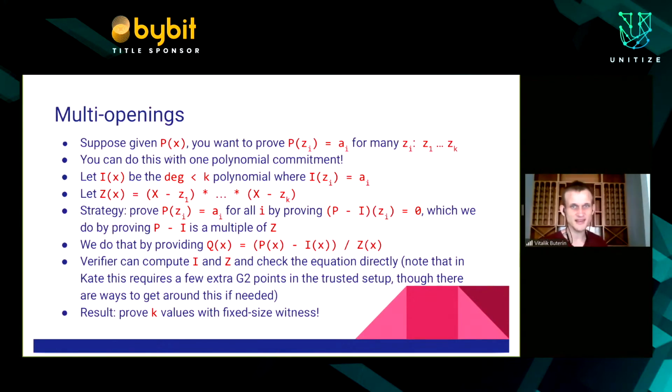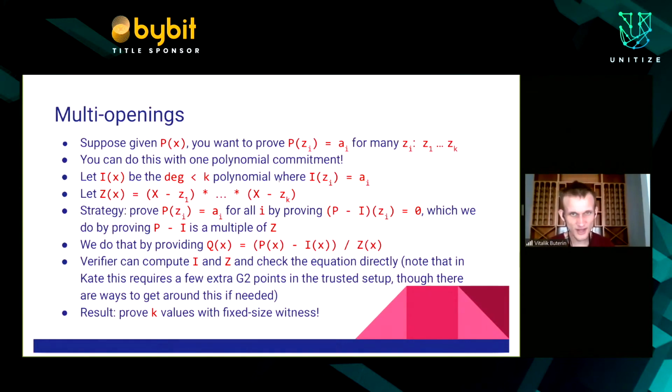The basic idea here is that instead of subtracting A and dividing by a polynomial that equals 0 at one point, you subtract an interpolant, and an interpolant is a polynomial that equals the value that you want at all of the coordinates that you want. So this interpolant is the degree less than k polynomial, where evaluated at every Zi it actually gives you Ai for every one of these coordinate pairs.